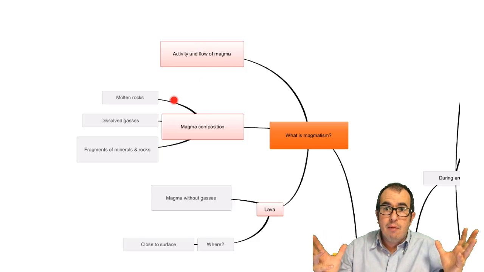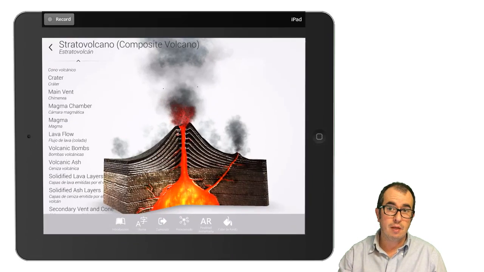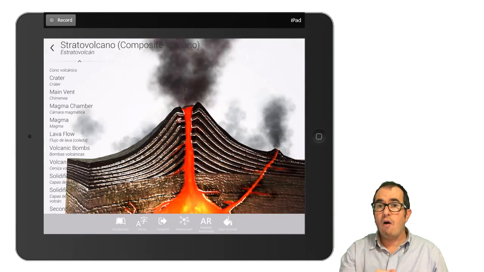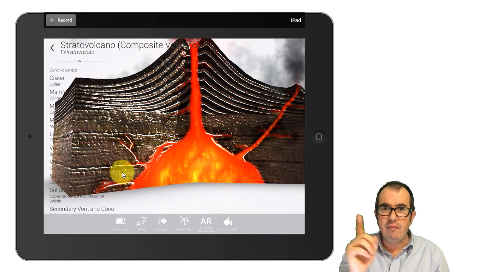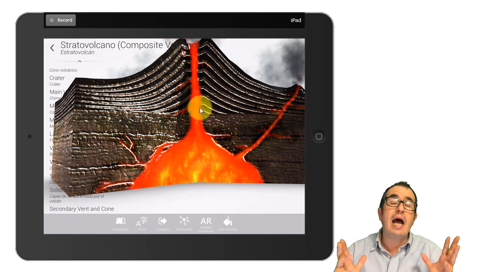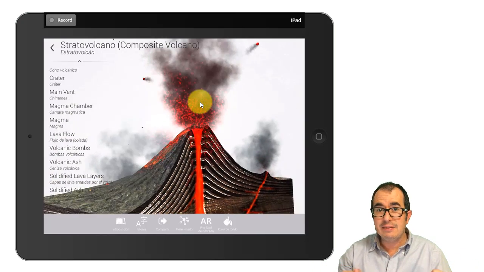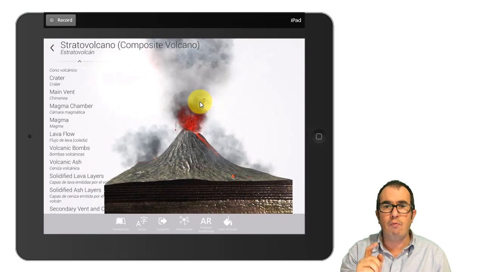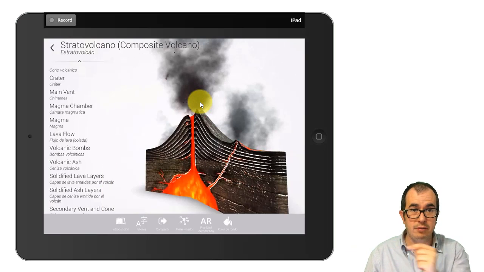Magma, what is magma? Magma is made up of molten rock, dissolved gases, and fragments of minerals and rocks. Magma rises through the lithosphere following cracks or openings in the crust, and if it reaches the surface, there is an eruption. The eruption can be through a volcano, that I'm sure you know, but also through a physical eruption like the one you are watching now. Are you watching now here on the iPad?